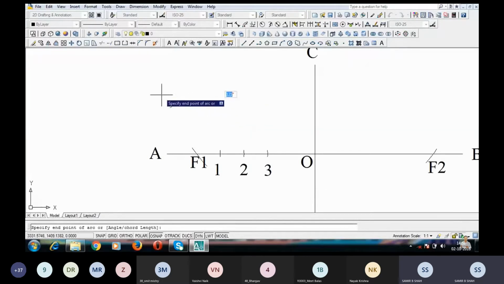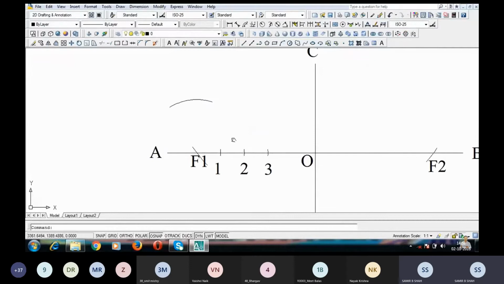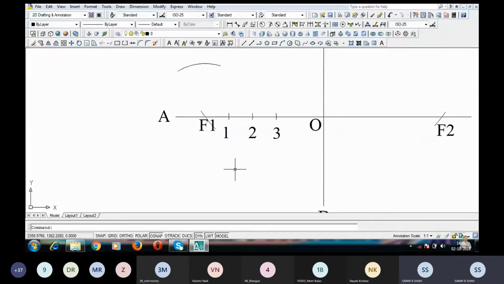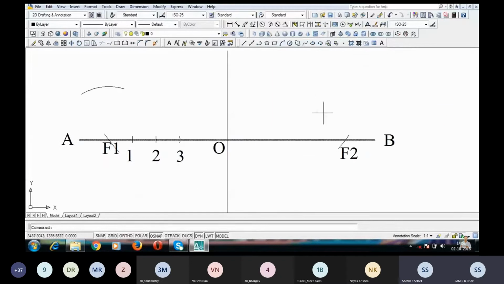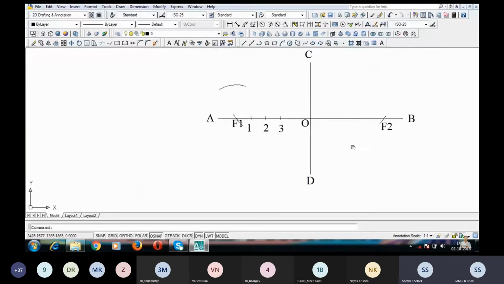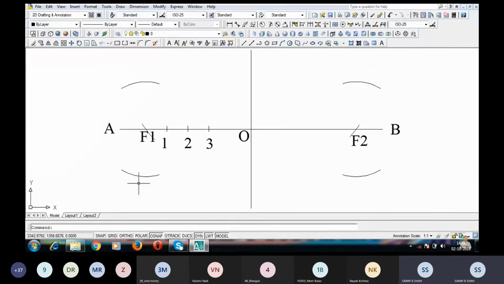So I'll put an arc. That's it. Again, taking F1 as center, I'll again put an arc below. Then again, taking F2 as center, I'll put an arc above. Then again F2 as center, I'll put an arc below. So I need to put up 4 arcs. And finally, it should look something like this.